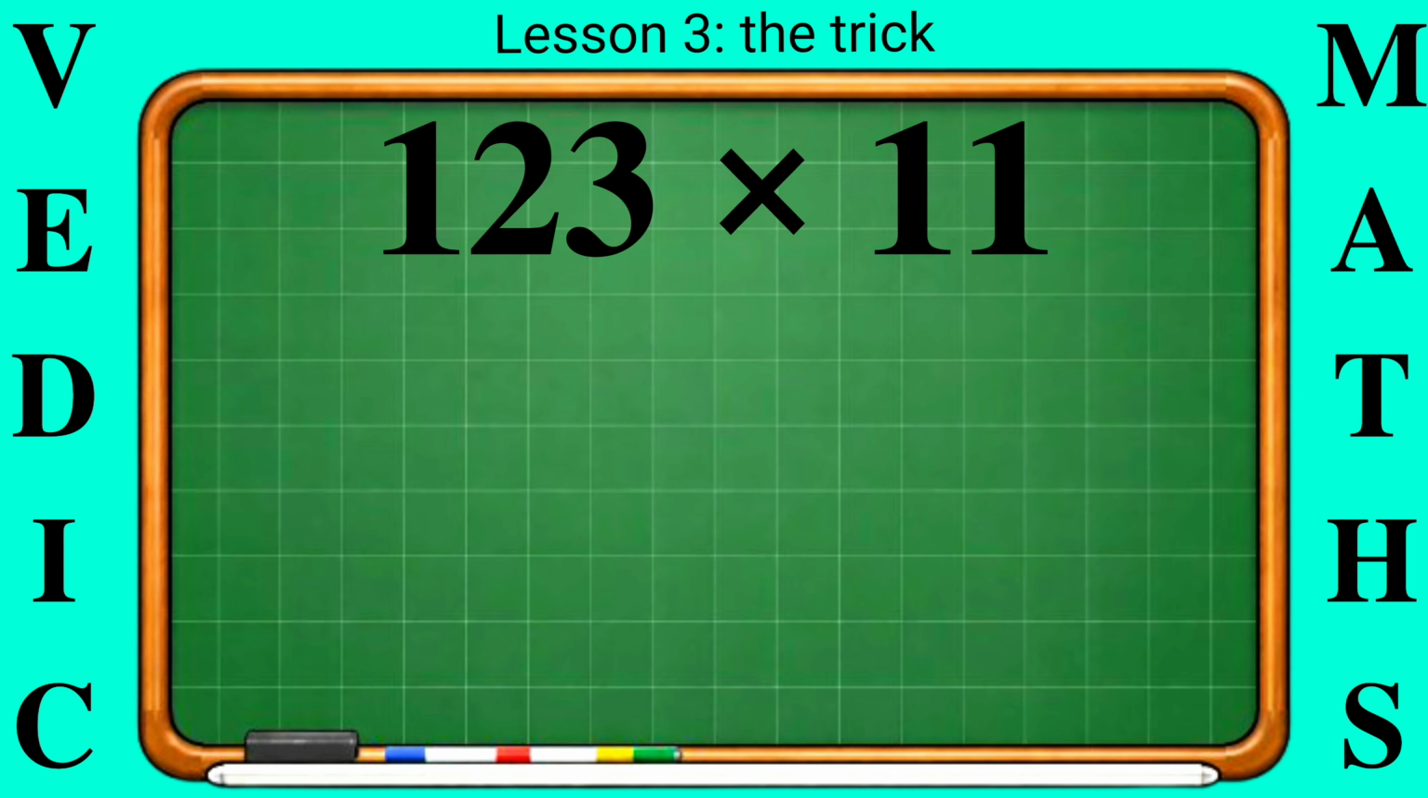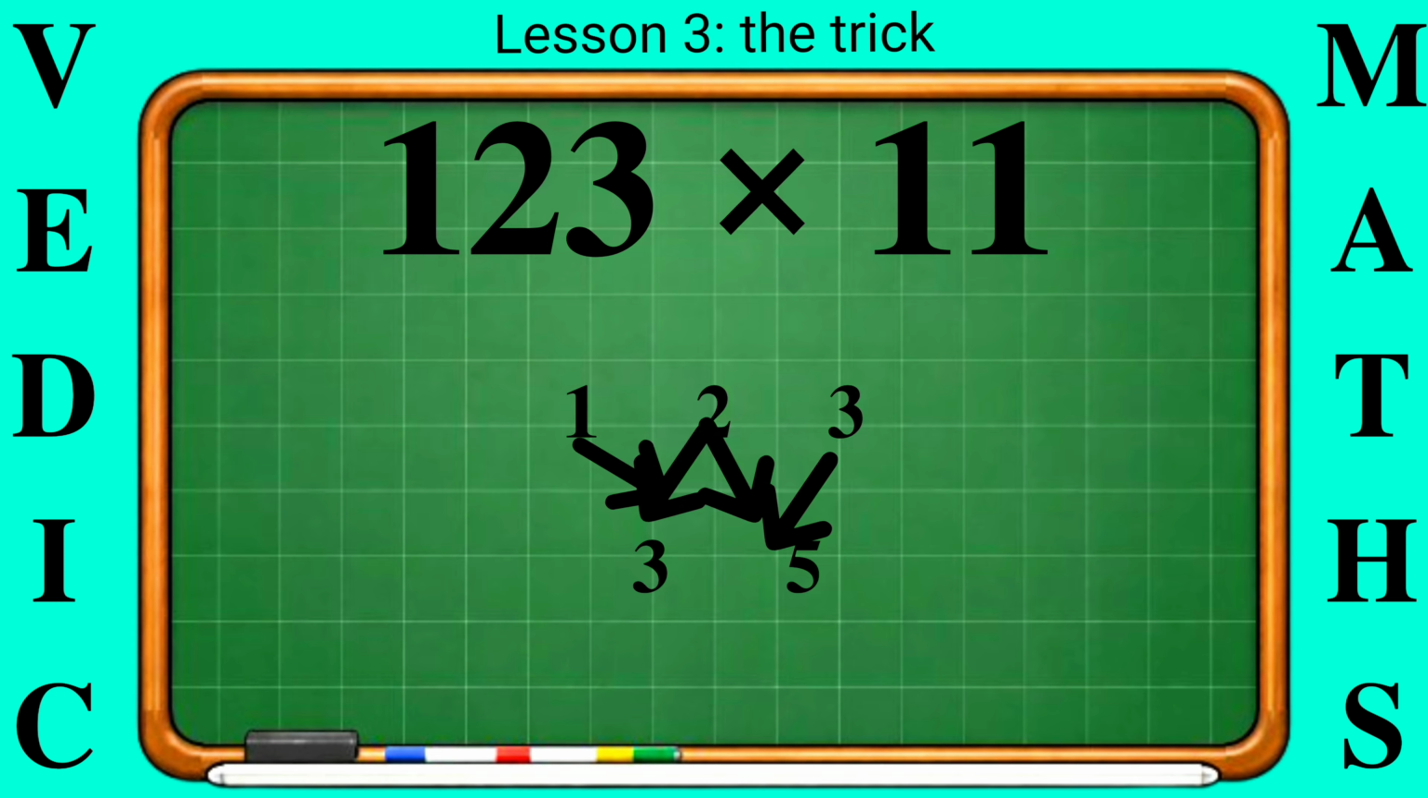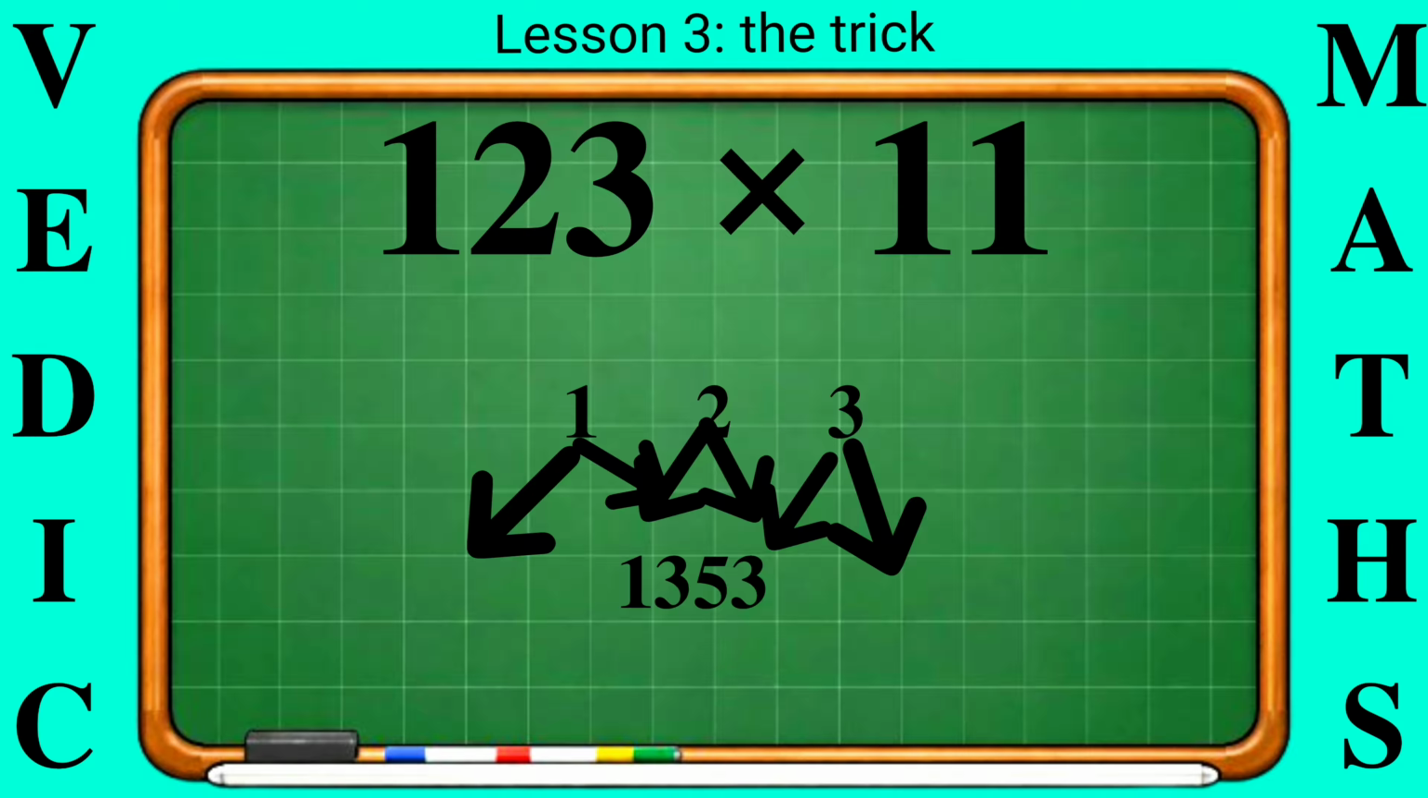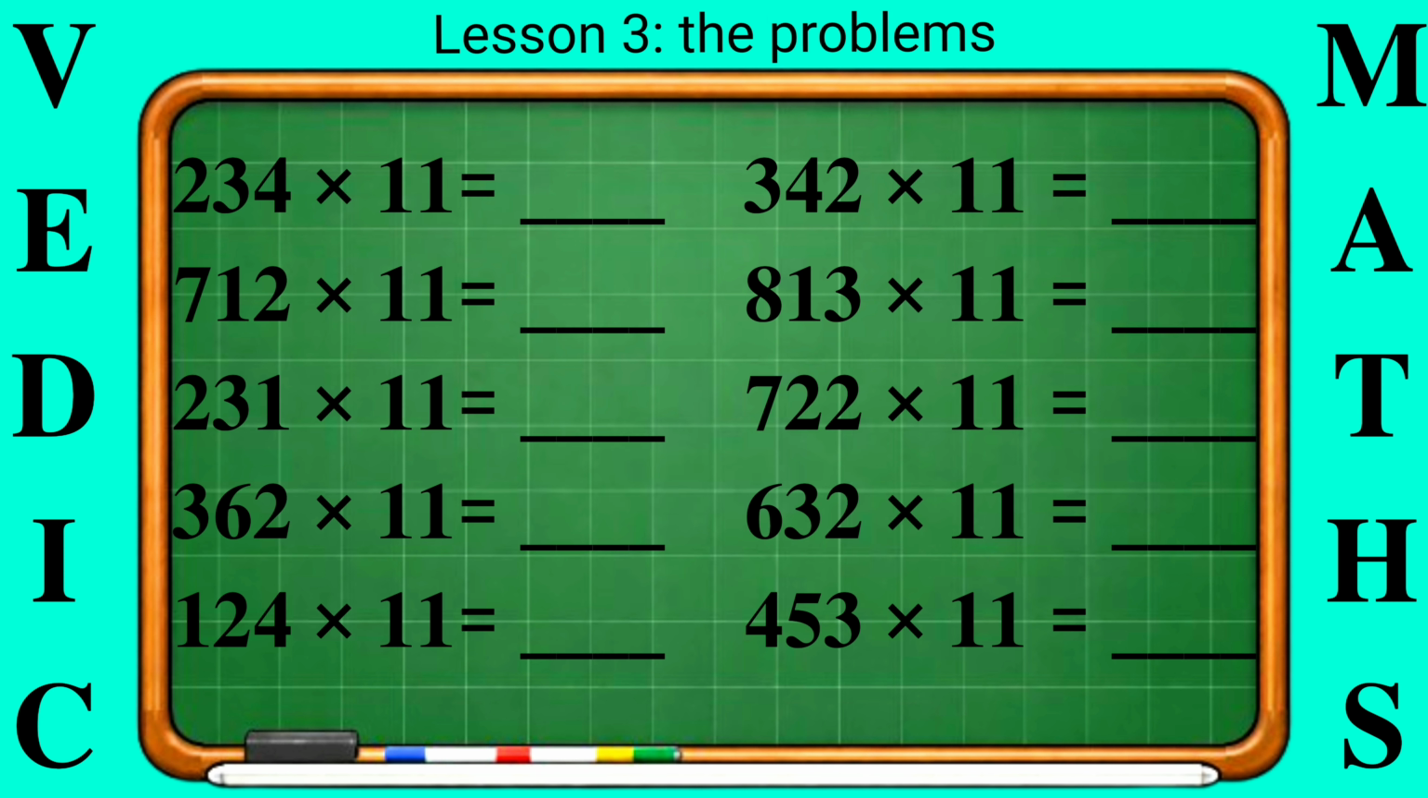Now here is the second problem we shall do. Add the starting digit and the middle digit, then the middle digit and the ending digit. Let's put those results here. Now do the replacing part. So this is the answer. Done.